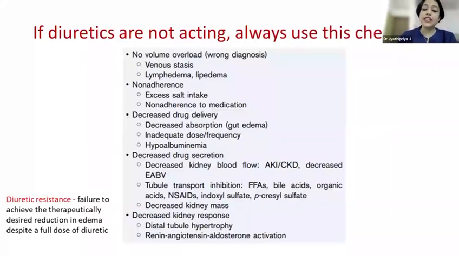Now, another cause is decreased drug secretion because of decreased blood flow due to AKI. And tubular transport inhibitors, as I already told you, the uremic toxins like indoxyl sulfate and p-cresyl sulfate, competing for the organic anion transporters, or other bile acids and organic acids, can decrease drug secretion. Kidney response also decreases when there is distal tubule hypertrophy and RAS activation secondary to volume depletion, resulting in rebound edema.